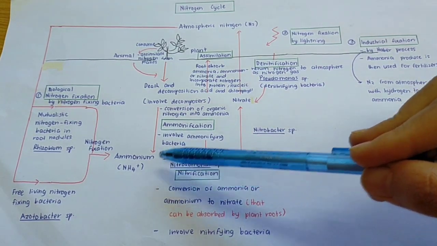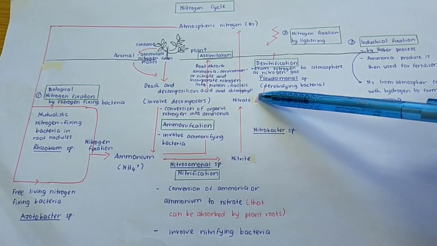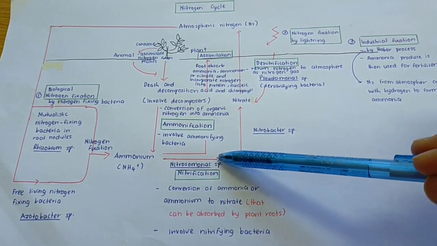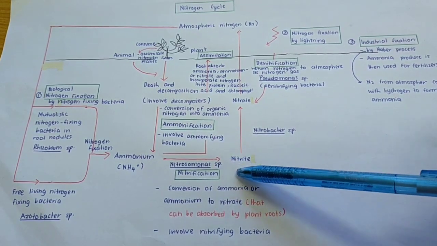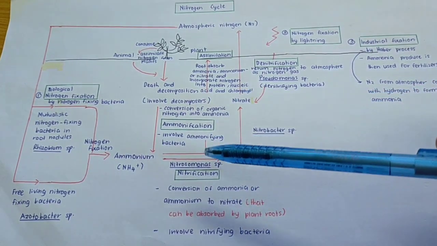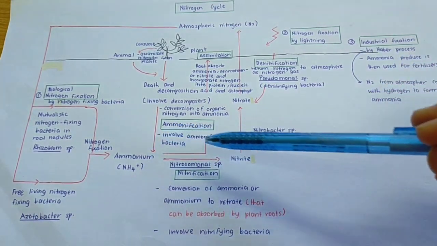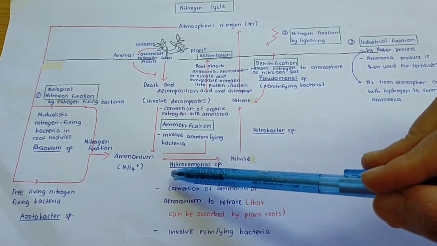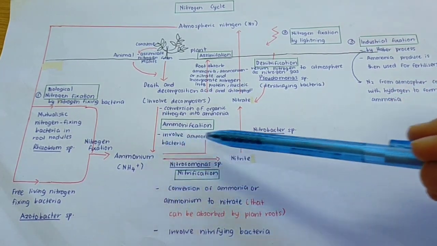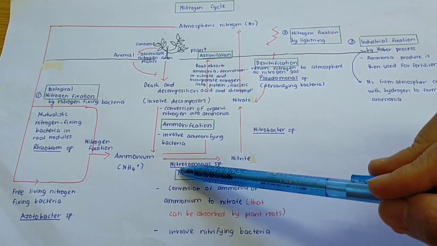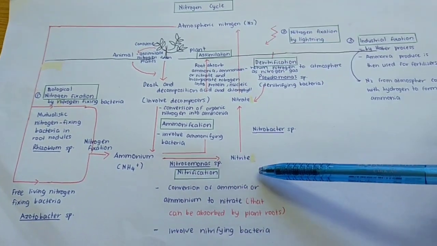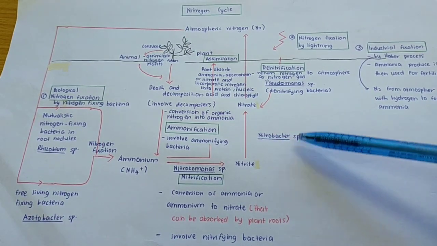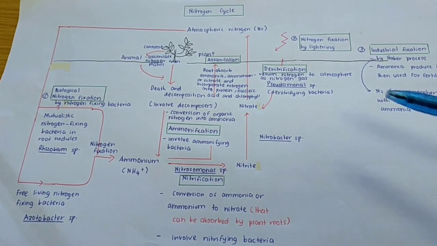To convert ammonium to nitrate, ammonium cannot be directly converted to nitrate. Ammonium must first be converted to nitrite, and then from nitrite it will convert to nitrate. The conversion of ammonium to nitrite will involve Nitrosomonas species. So this one you have to remember: ammonium converting to nitrite involves Nitrosomonas species, while nitrite converting to nitrate involves Nitrobacter species.